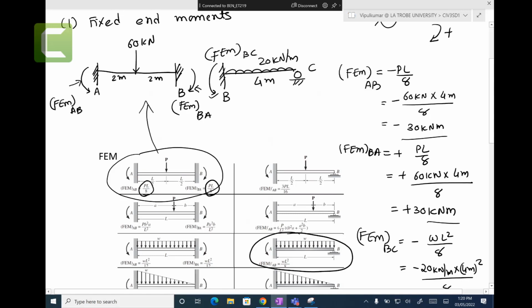So these tables will not tell you whether you take it positive or negative. You draw it, and these tables are only used to get the equation, meaning PL over 8 or this or this. Don't worry about the positive and negative. You see your diagram to get the positive and negative and get the equation from here. Okay. Anything else? All right, so all good.